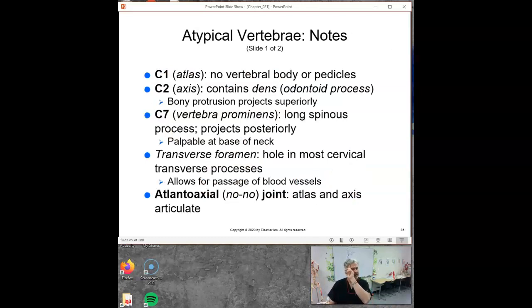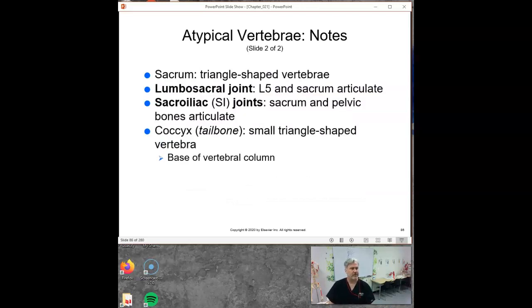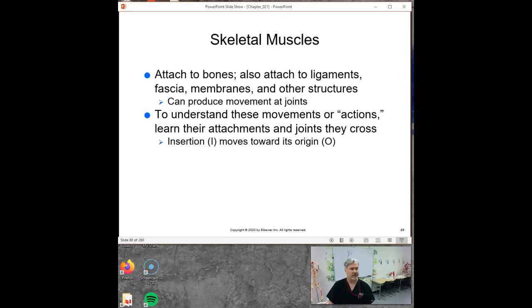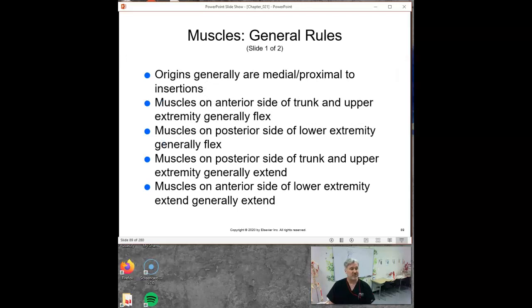Okay. We're not going to do all that yet. Okay. And that gets us to skeletal muscles. Just give me 14 more minutes, I promise. The most important thing to remember about skeletal muscles is that they can only do one thing. And what is that?